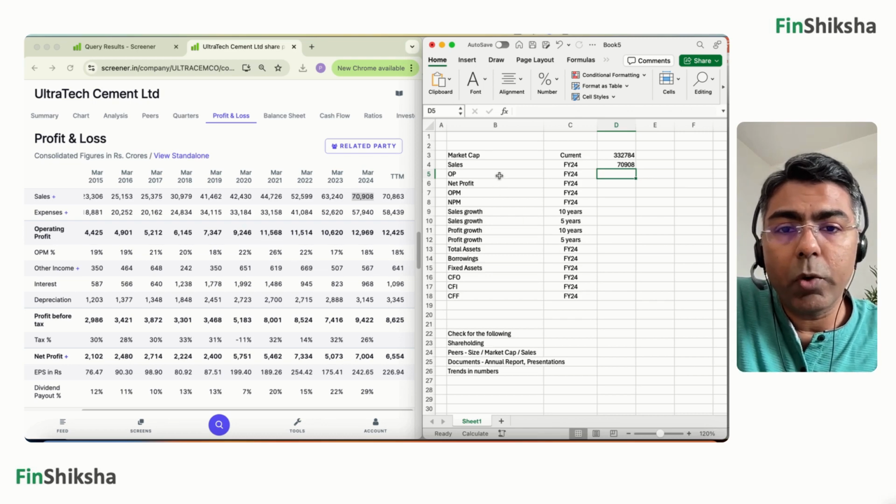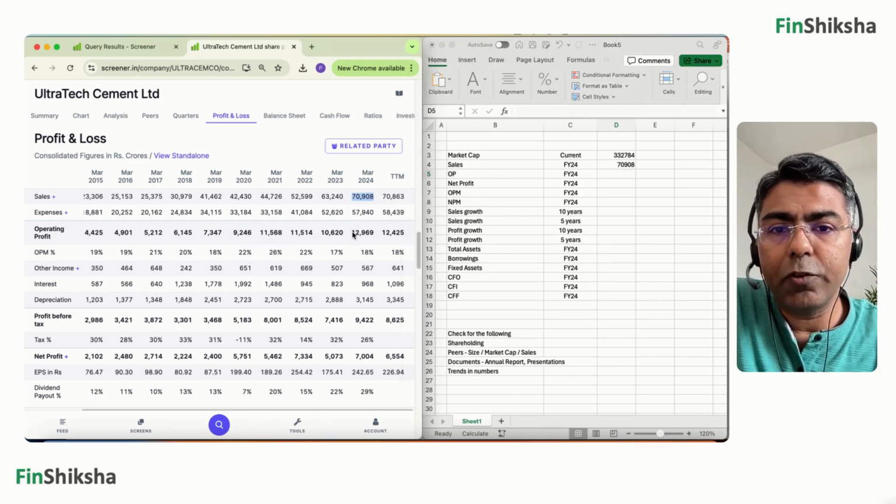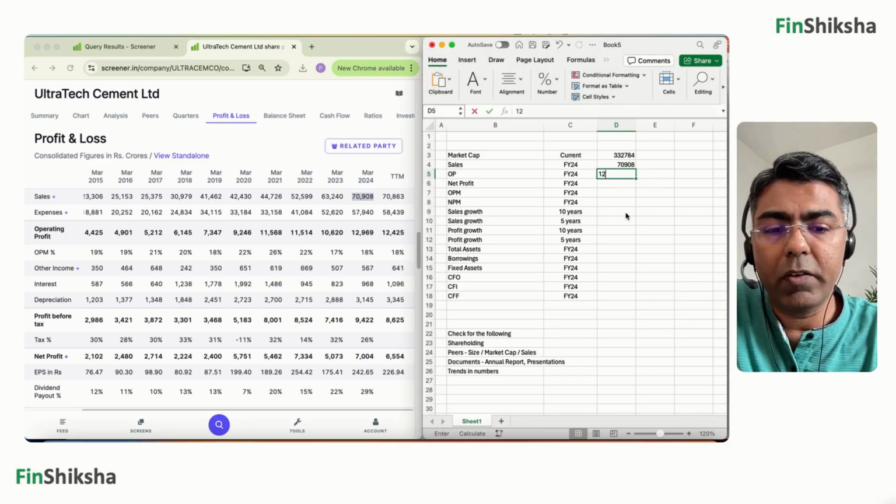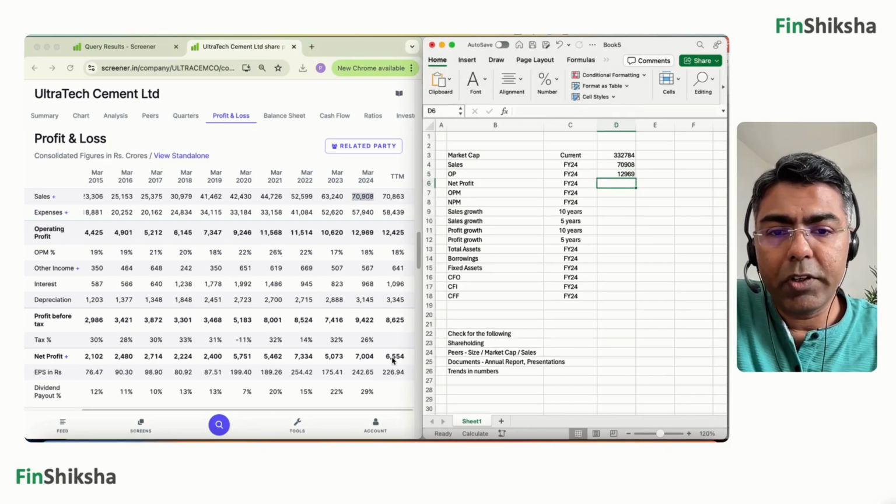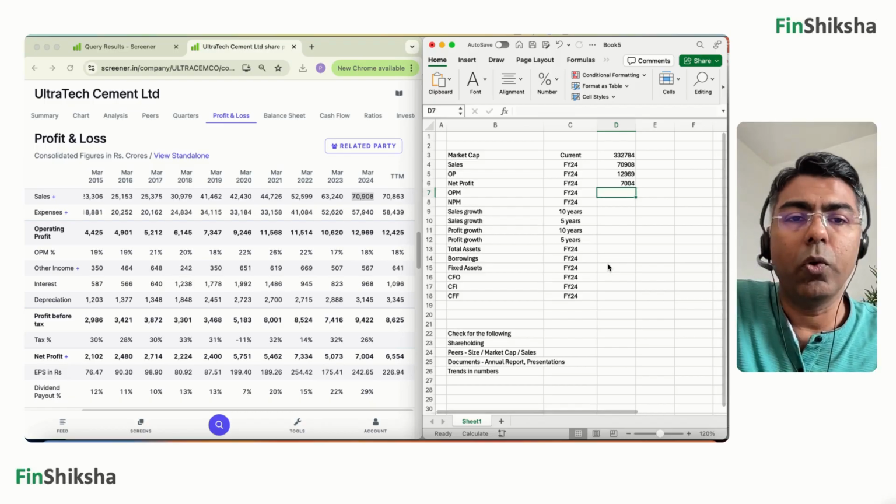What is the net profit? What is the operating profit? So operating profit is 12,969. So I'll put in 12,969. Net profit is 7,004. So 7,004.